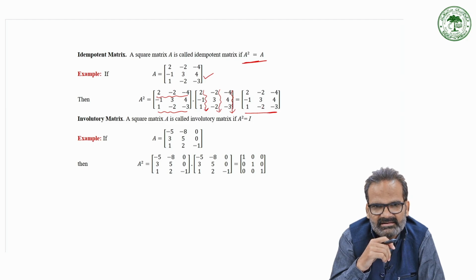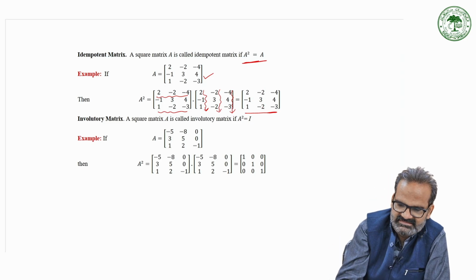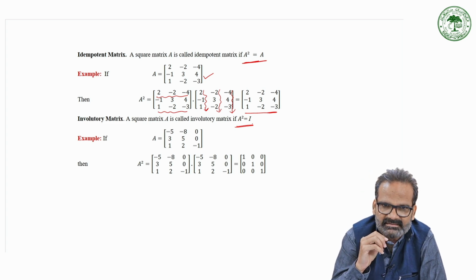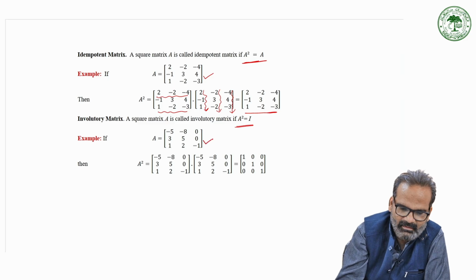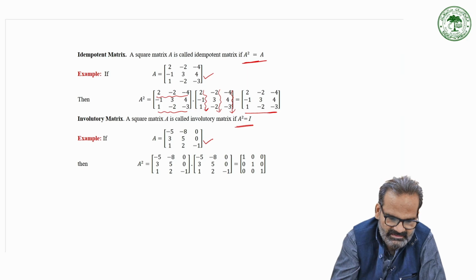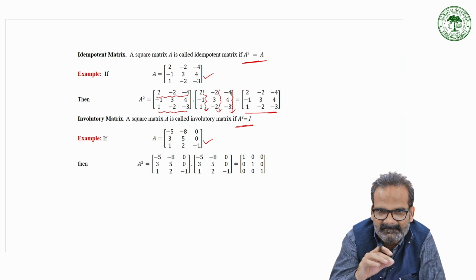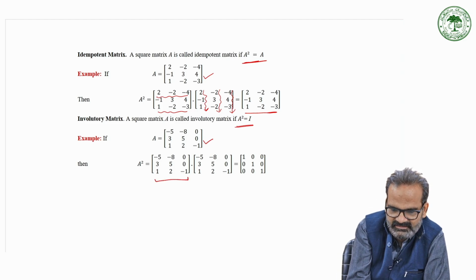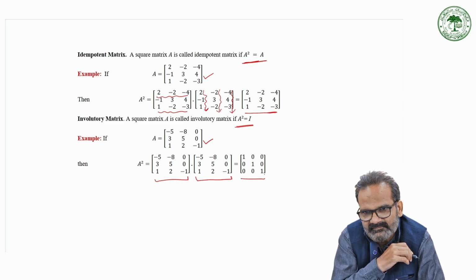Second is the involutory matrix. Likewise, a square matrix A is called involutory if it satisfies this condition: A square equals the identity matrix. I denotes the identity matrix. This is an example of an involutory matrix, A equals this. If you multiply the matrix A with itself, using the same operation we did for the idempotent matrix, the product comes out to be the identity matrix.